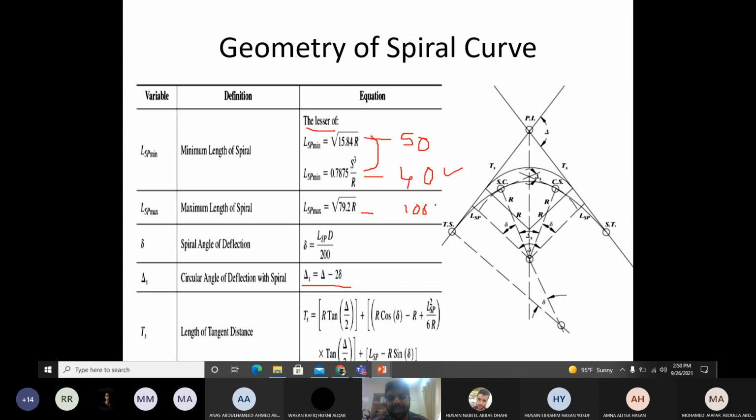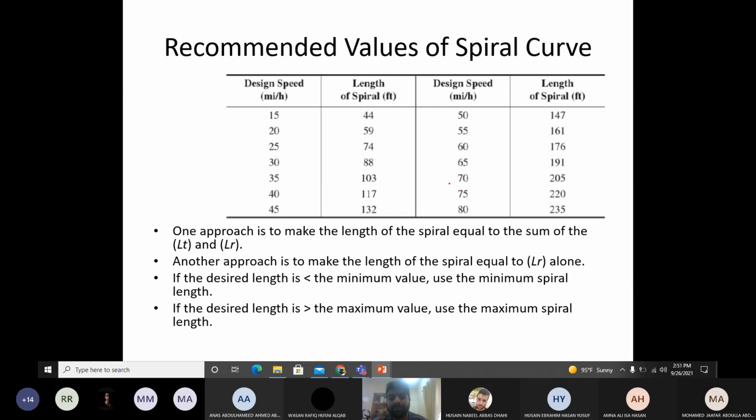How do I select the value between minimum and maximum? How do I select the value within the range? For that, we have three things.